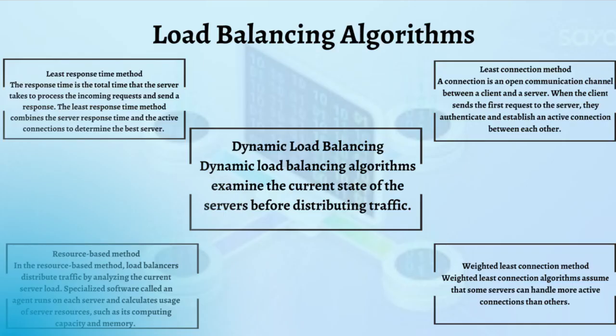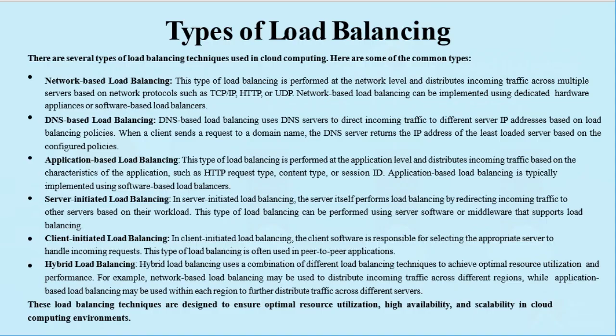Second one is dynamic load balancing. Dynamic load balancing algorithms examine the current state of the server before distributing traffic. The following are some examples of dynamic load balancing algorithms. First one is least connection method, second one is weighted least connection method, third one is least response time method, and fourth one is resource-based method.